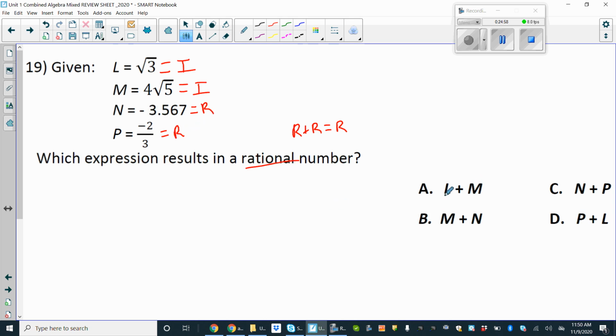So let's check. L plus M. L is irrational, plus M is irrational. That would be irrational. That's out. D. M plus N. Irrational plus irrational equals irrational. Down. N plus P. Rational plus rational equals rational. That's our answer. And let's just make sure P is rational plus L, which is irrational, gives us irrational, which is out as well.